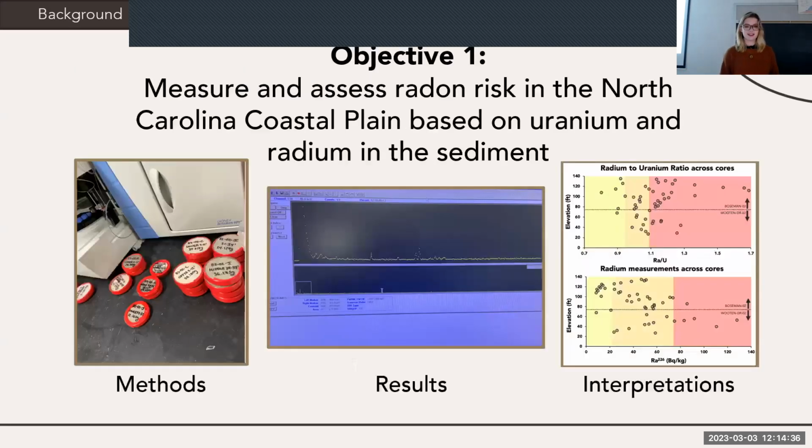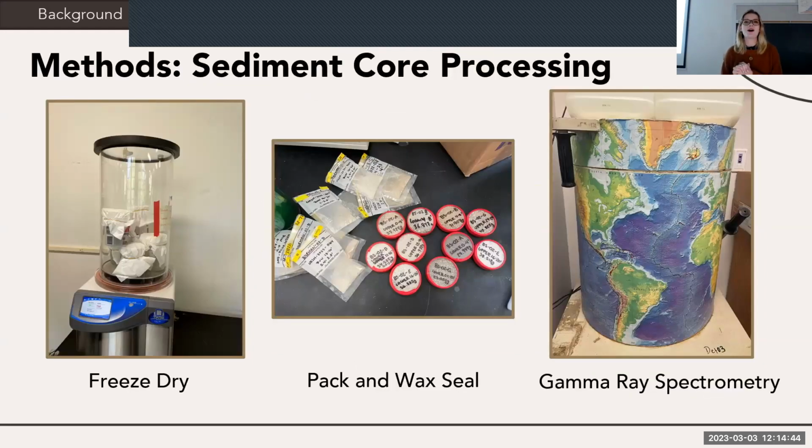So my first objective when it comes to these measurements is everything that I did with my sediment cores. So I'll go through my methods, my results, and my interpretations. I got my 2 sediment cores from the North Carolina Geologic Survey, and they came to me in a bunch of little baggies like this, but they were pretty fresh and they were still wet. And so the first thing I had to do was freeze dry them. And then when they come out of the freeze dryer, especially the ones that have a lot more clay, they kind of come out like a solid brick. So I had to hit them with a hammer a lot.